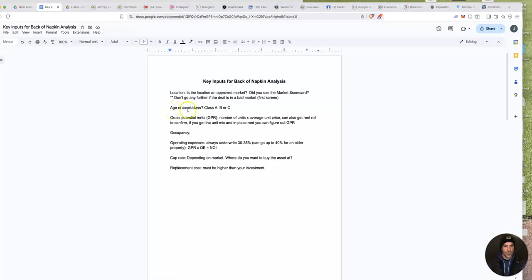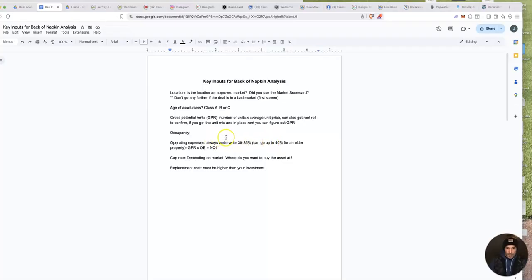Also, what kind of asset, what class of the asset I'm looking at. We don't typically play in the Class A space, so B, C, or potentially even D, if you're really looking at something that needs some work. Then gross potential rents, so the number of units times the average unit price. You can also get a rent roll to confirm this. Obviously, the further you get down the line, the more specific data you want, but again, this is just a back of a napkin analysis. If you get the unit mix and in-place rent, you can figure out gross potential rent as well.